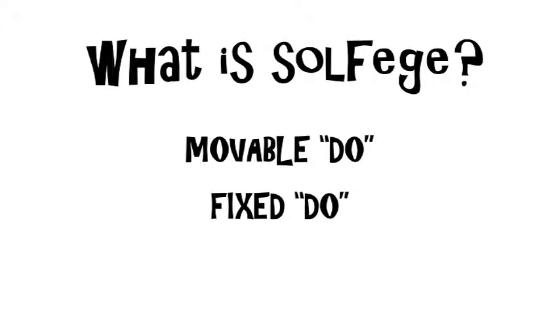There are two systems for solfege, the movable Do as well as the fixed Do. But for now, we'll just use and stick to the fixed Do. What it means is that when you see the C on a treble clef, it will sound as a Do. If you see a D on the treble clef, it will sound as a Re. The pitch will not change, and that's why it's called the fixed Do system.